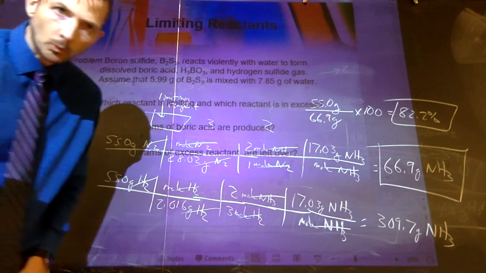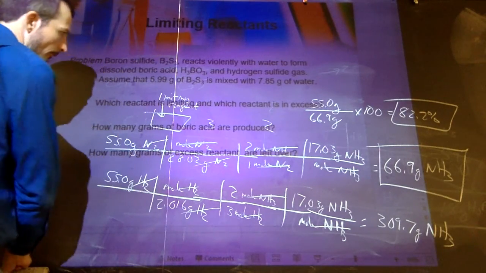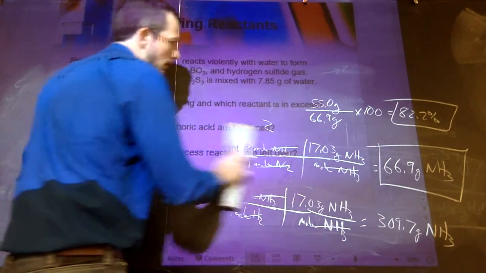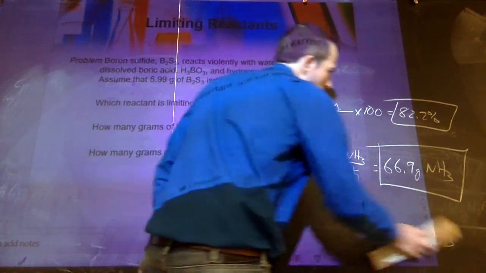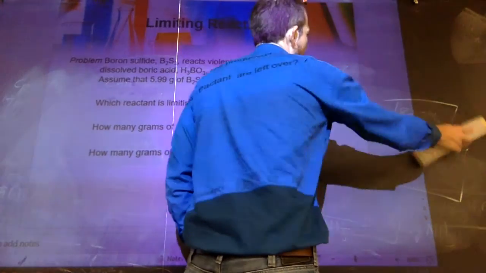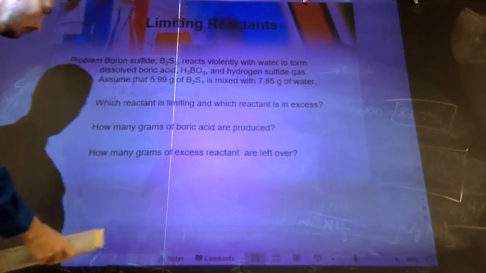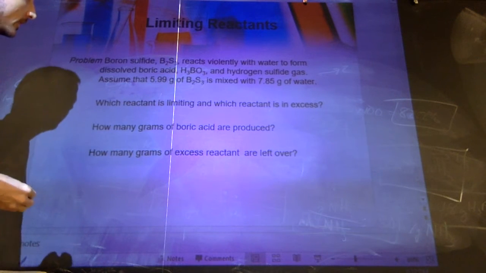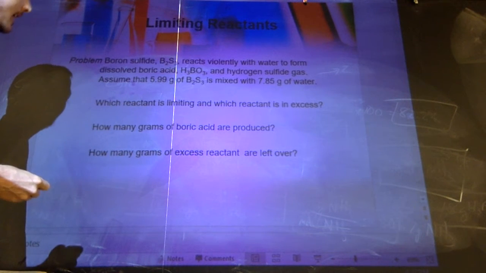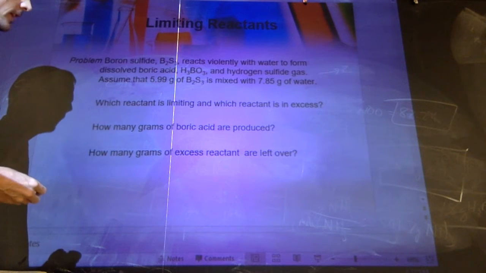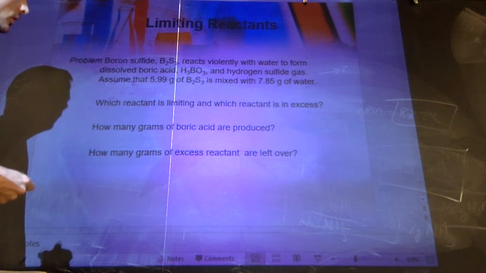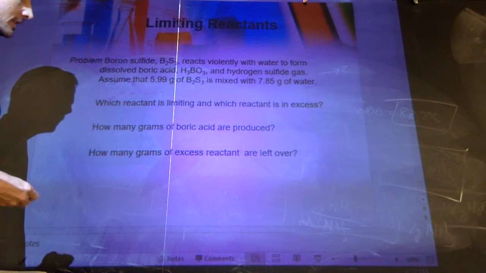Let's look at one more problem. It says boron sulfide reacts violently with water to form dissolved boric acid and hydrogen sulfide gas. Assume that 5.99 grams of boron sulfide is mixed with 7.85 grams of water. So which reactant is limiting and which is in excess?